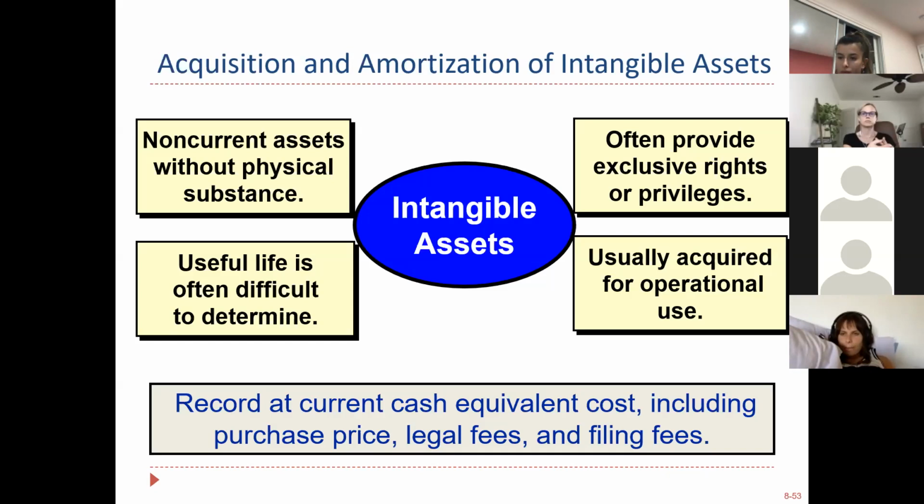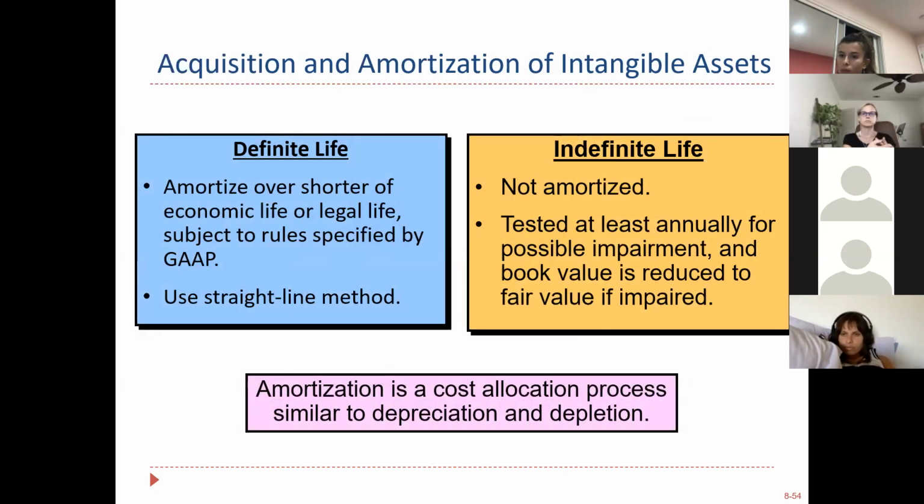Only a purchased intangible asset goes on a company's balance sheet. Very important. Talking about intangible assets, they have to have a definite life, and we're always using straight line. If you don't know what the life of the intangible asset is, you can't amortize it. All you can do is make sure it still holds its value.